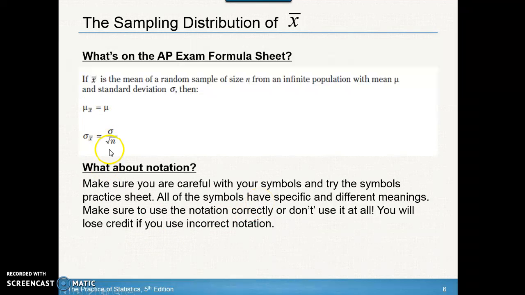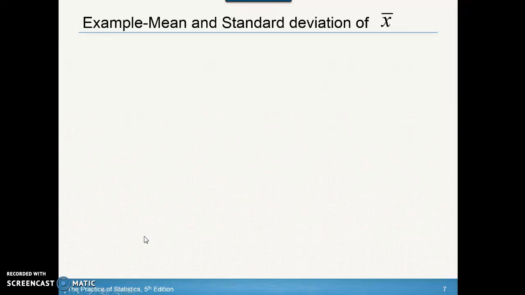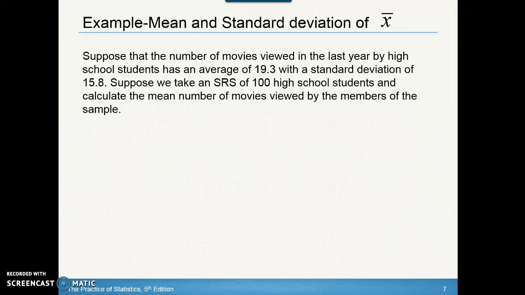Just make sure you use that notation correctly, or don't use the notation at all, because you will lose credit if you have incorrect notation. All right, so let's just take a look at finding the mean and standard deviation of x bar.